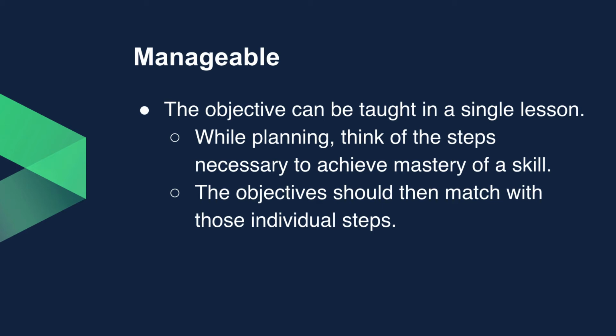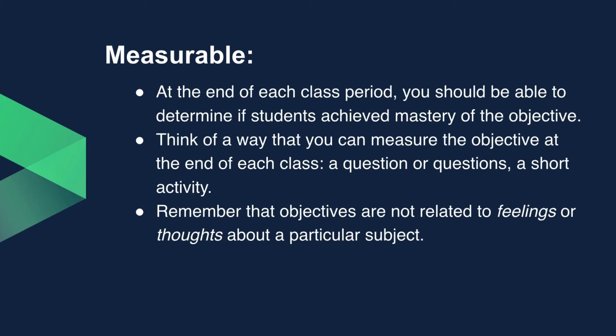What this means is that when you're planning, you're going to think of the steps necessary to achieve mastery of that specific standard. The objective should then match with those individual steps. So I'm going to go through an example of that later on if that doesn't make any sense. So measurable. At the end of each class period, you should be able to determine if students achieved mastery of the objective. So you should be able to know, yes, Sally met the objective, no, Joe did not.